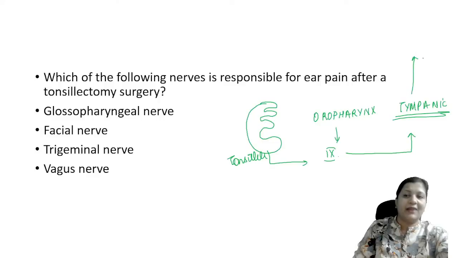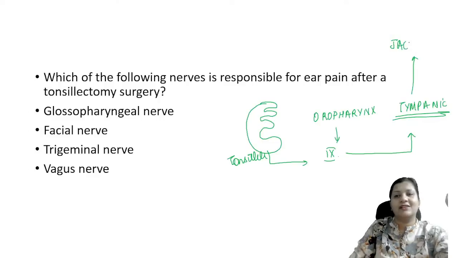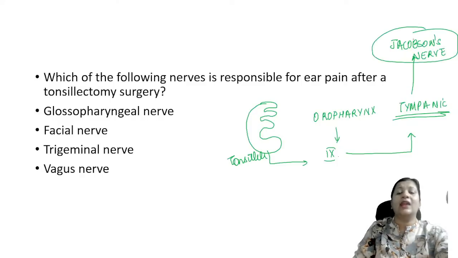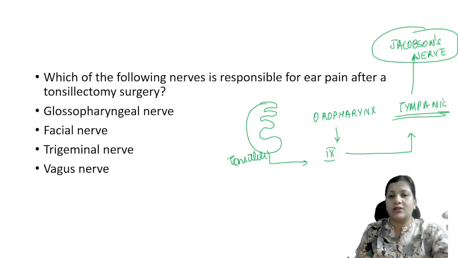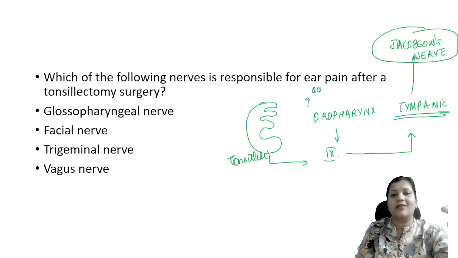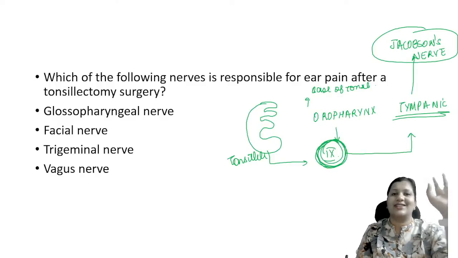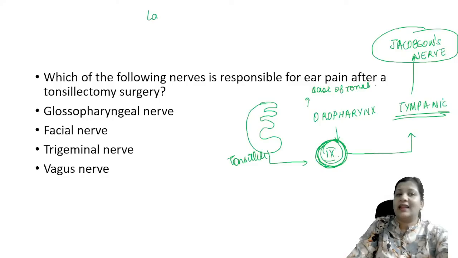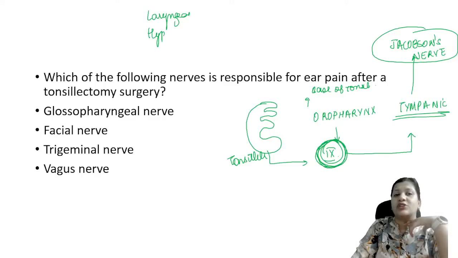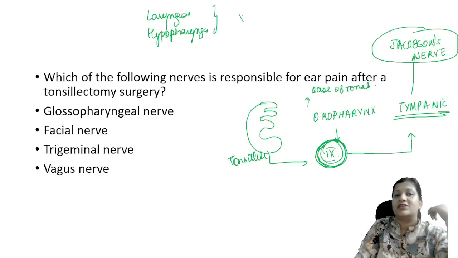And this tympanic branch of the glossopharyngeal nerve is called Jacobson's nerve. So it's very simple. Following any oropharyngeal lesion, whether it is tonsil, base of tongue, or lingual tonsil, the pain will be referred via which nerve? Via the glossopharyngeal nerve. If there is any laryngeal pathology or hypopharyngeal pathology, the pain will be referred to the ear via which nerve?